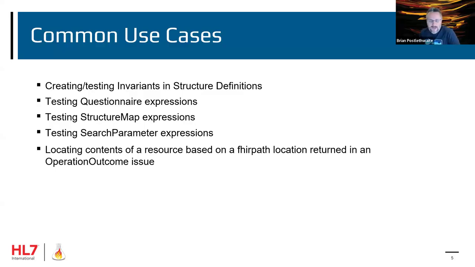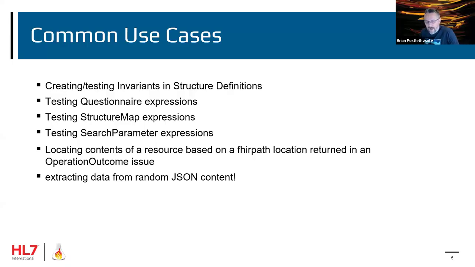Whenever you do a validation or you get issues from an operation, you'll get an operation outcome with a FHIRPath expression which describes the location of that error. So you can use this tool to go and find where the element is. So you've got a really large input object. Sometimes it can be hard to navigate down to that.